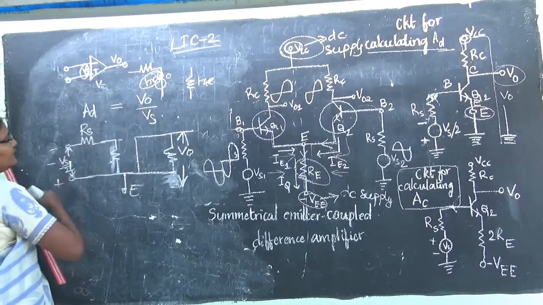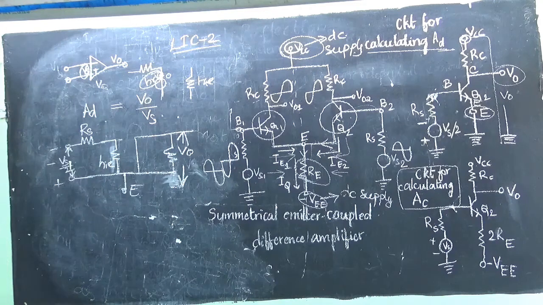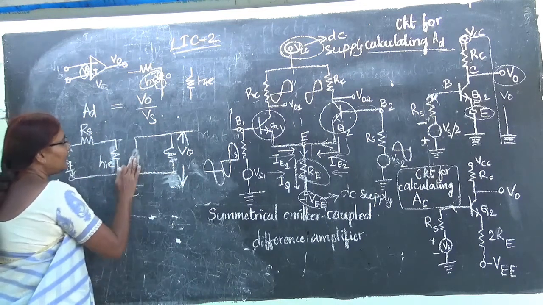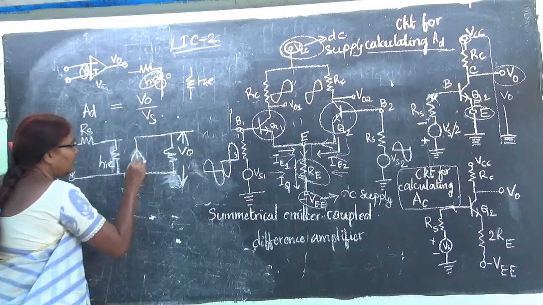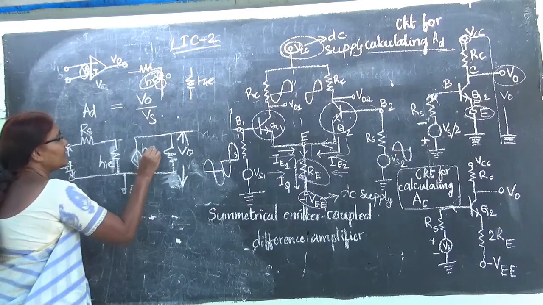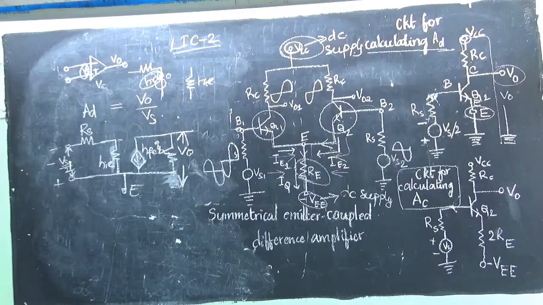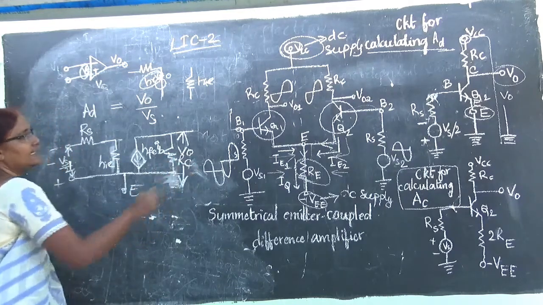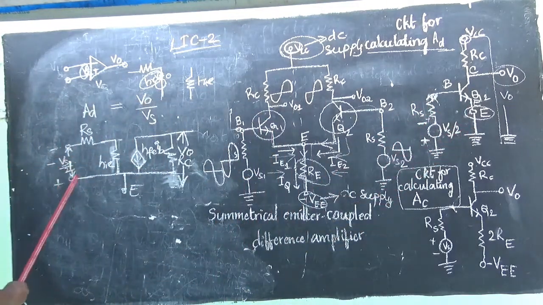Why I have written HIE? HIE means we are taking common emitter configuration. That is the reason we have taken HIE. And here we are having HFE IB. And this is my RC. So this is the equivalent of this circuit.